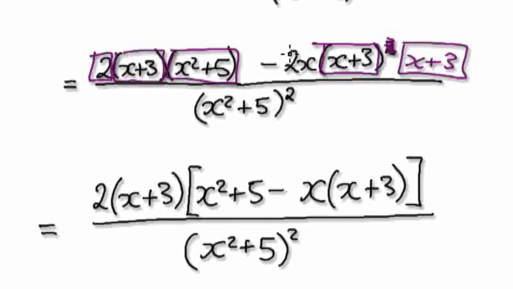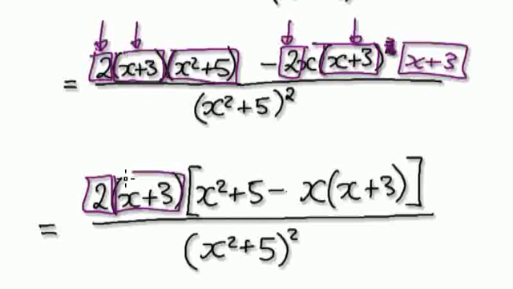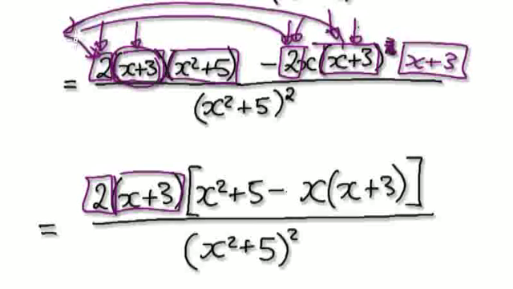Realize that here you've got exactly the same block, and then you've got the 2 that's in common here and the 2 that's in common here. So factor out the 2 and the x plus 3. Factor this block out and this block out. So take these two blocks out, and then take these two out as well. So pretty much we're factorizing it.